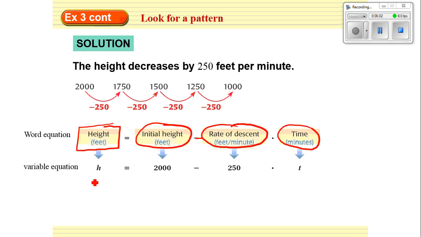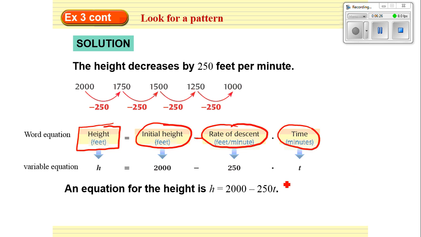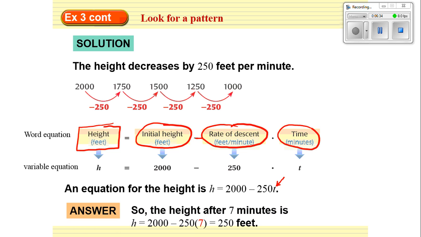And then you can see that the variable equation underneath of it would be h equals 2000 minus 250 times time. And so our equation, h equals 2000 minus 250t, when the question originally asked us to find the height after 7 minutes. So what we could do is plug in 7 for time. And if we did that, we would get 250 feet.